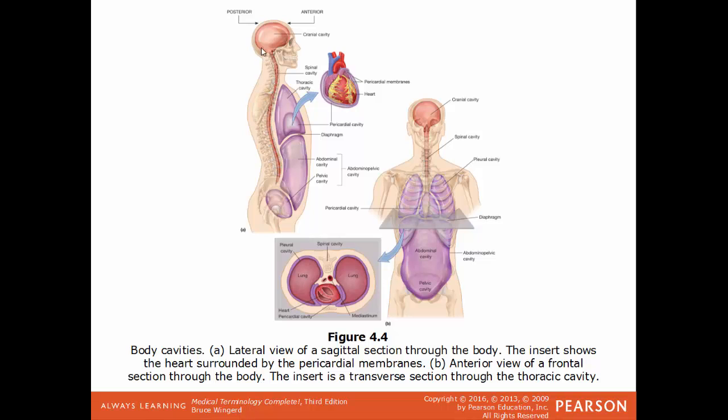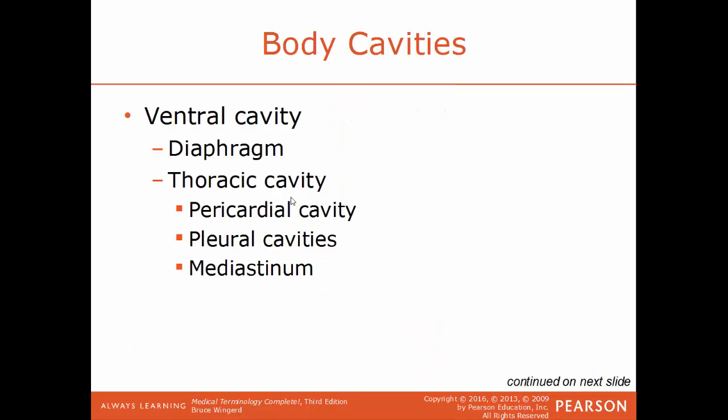So everything in this reddish color would be the dorsal cavities, and everything in this purplish color would be the anterior cavities, which we'll talk about next. See, the ventral cavity, or the anterior cavities. You have the thoracic cavity, which is where you find the heart and the lungs. Pericardial cavities, where you'll find the heart actually wrapped in a membrane. The pleural cavities, where you'll find the lungs. And a cavity in between those is called the mediastinum, where you find some of the larger vessels of the heart.